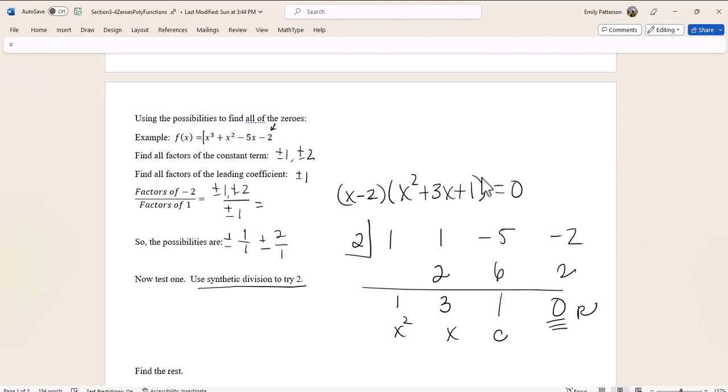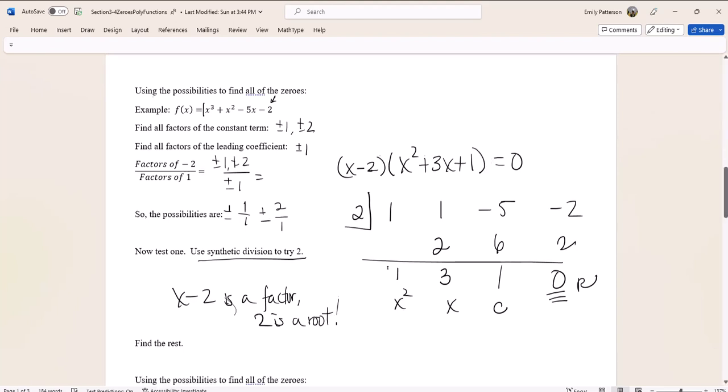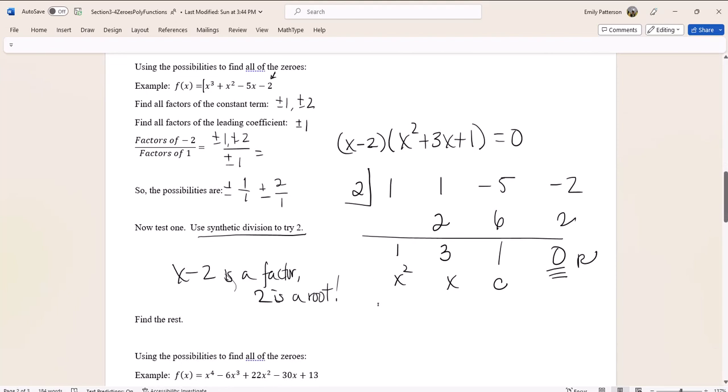And now I have to solve that. So the first root is at 2. Now this is where we have to find the other factor. So yes, x minus 2 is a factor. So 2 is a root. But we have to find the rest. So remember, finding the rest is putting that polynomial and solving that.